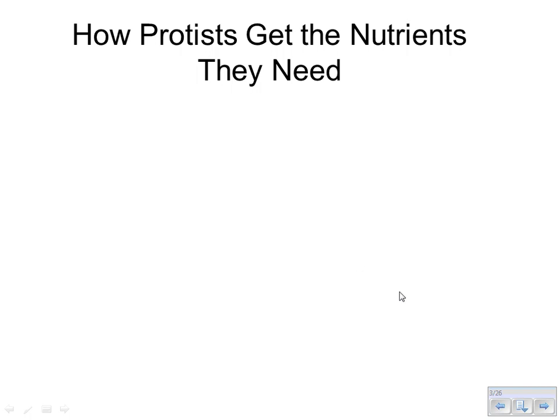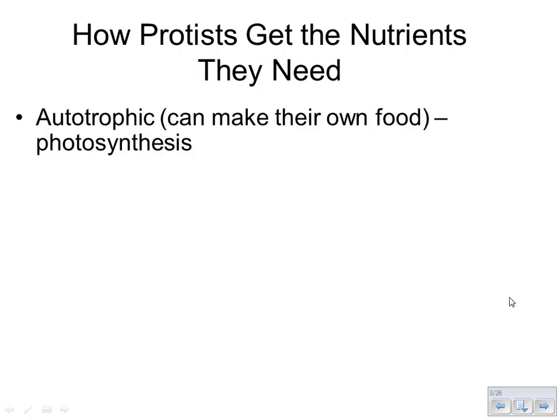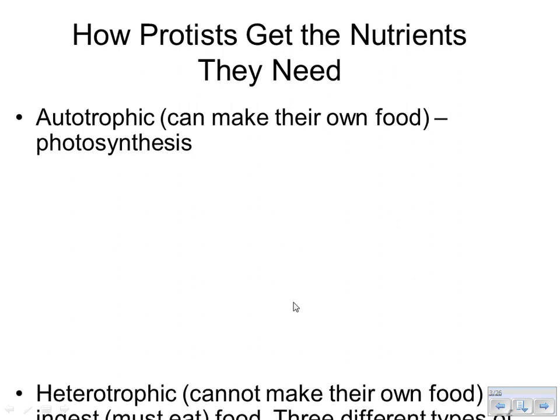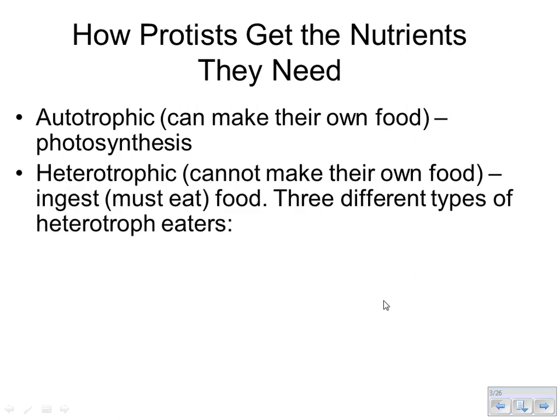How do protists get the nutrients they need? Well, they can be autotrophic, which means they make their own food. That's exactly what it means. So they use photosynthesis, most of them. They can be heterotrophic, which means they can't make their own food and they have to eat stuff. And they can be a combination of both autotrophic and heterotrophic.